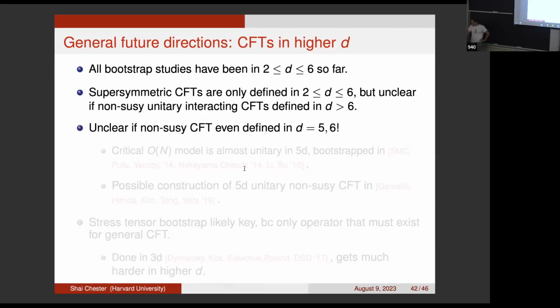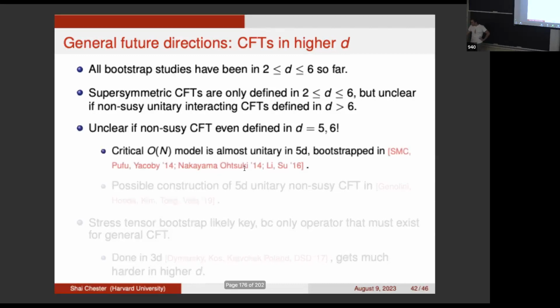Now, it's unclear if you could even define a non-supersymmetric CFT in 5 and 6 dimensions, so forget about going to 7 dimensions. Does it even exist in 5 and 6? Maybe you need supersymmetry. So the closest you can get is to take the critical O(N) model, which is almost unitary in 5D. This was first proposed by Igor Klebanov et al. And in fact, there was a bootstrap study by me and my collaborators back in 2014, almost 10 years ago, where we showed that the bootstrap can actually find evidence for this theory.